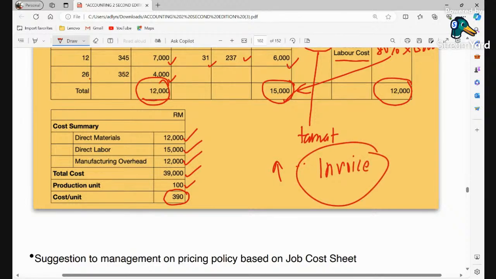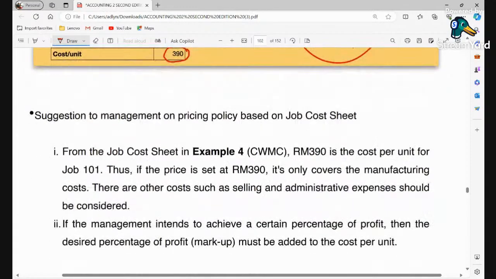Okay, alright. So, cost saya ialah 390. So, in the invoice, the price will be different lah. Okay, based on your markup lah. Alright, okay. So, daripada job cost sheet tu, mungkin kita boleh bagi suggestion kepada management untuk pricing policy. Okay, contoh macam ni cadangan tau, bukannya tiap-tiap kali pun, oh madam, every time I do job cost sheet, I must write this kan madam? No. Okay, don't be so pembaris. Yang ni dia bagi suggestion, cadangan.